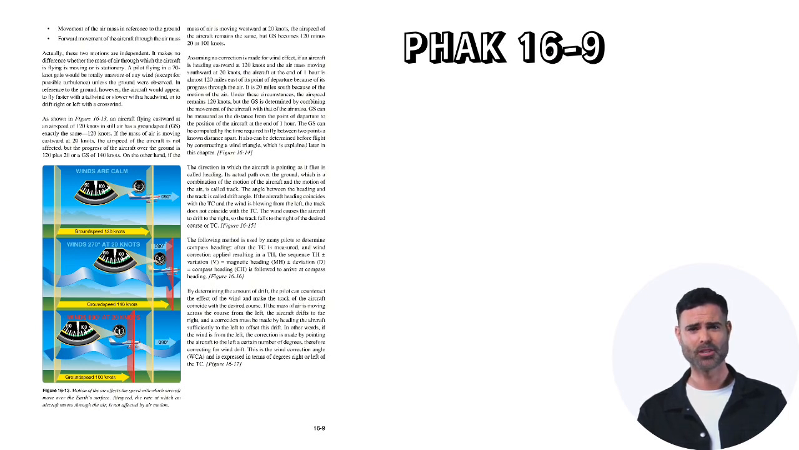The direction in which the aircraft is pointing as it flies is called heading. Its actual path over the ground, which is a combination of the motion of the aircraft and the motion of the air, is called track. The angle between the heading and the track is called drift angle. If the aircraft heading coincides with the TC and the wind is blowing from the left, the track does not coincide with the TC. The wind causes the aircraft to drift to the right, so the track falls to the right of the desired course, or TC.